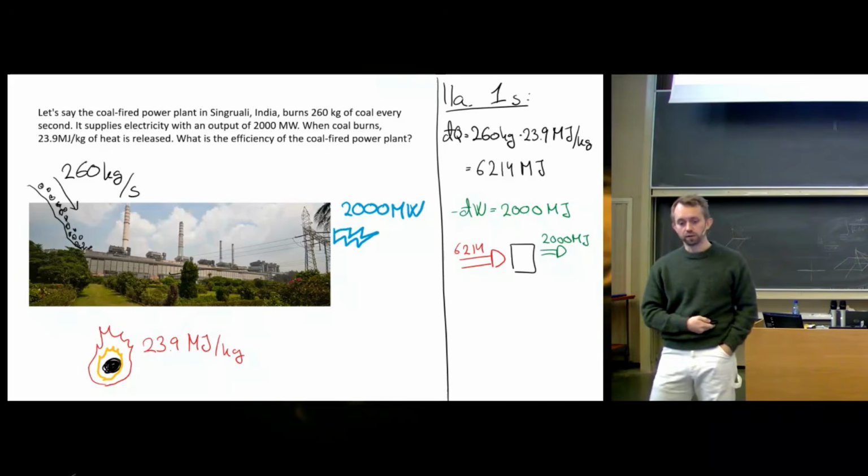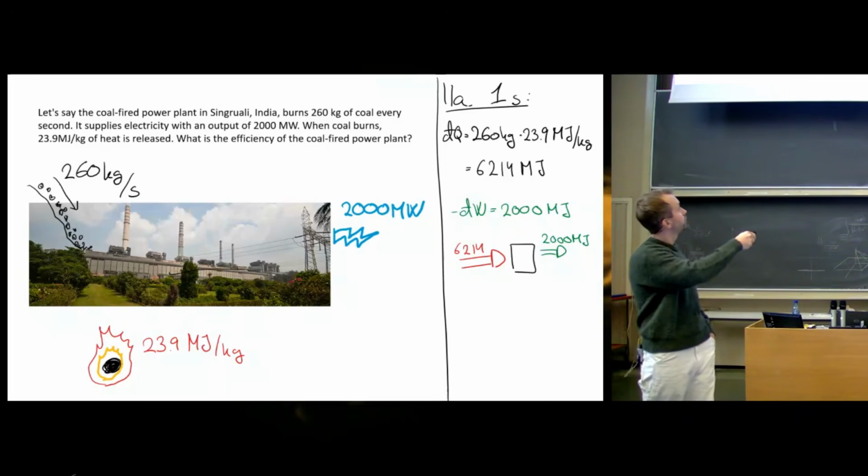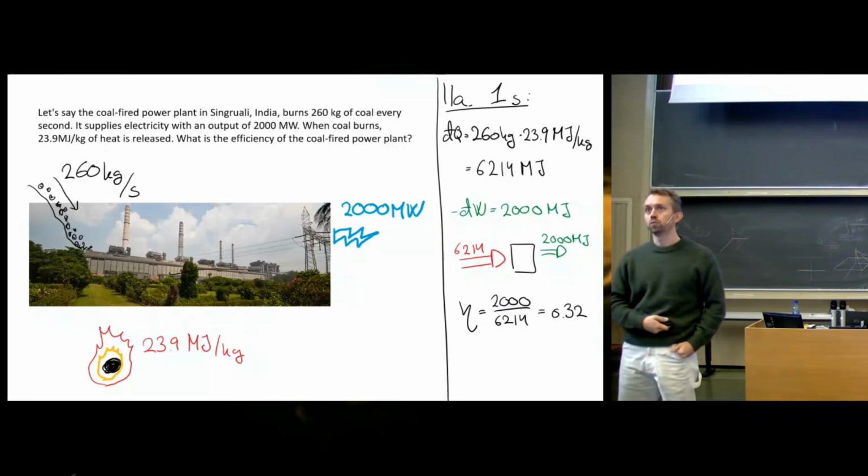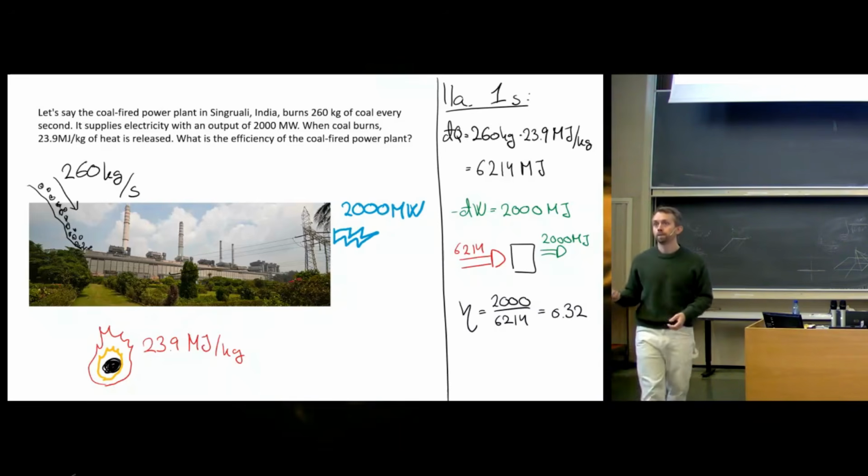And so this is just a figure of how it looks. There is 6,214 megajoules coming in, 2,000 coming out in terms of useful work, which means that the efficiency is 0.32. Most notably, less than 1, right? Which is no surprise because we believe the first law of thermal physics.